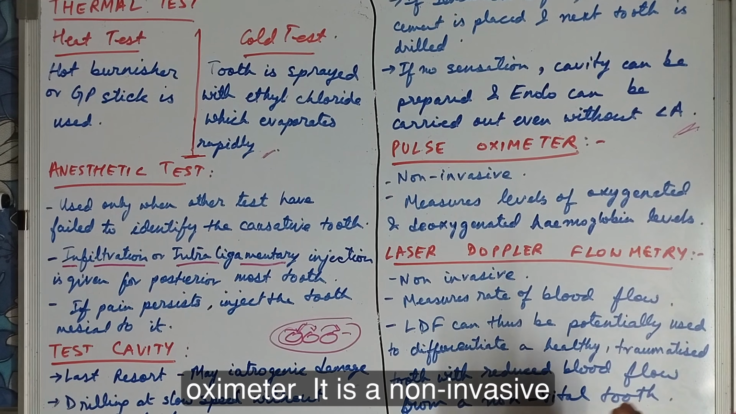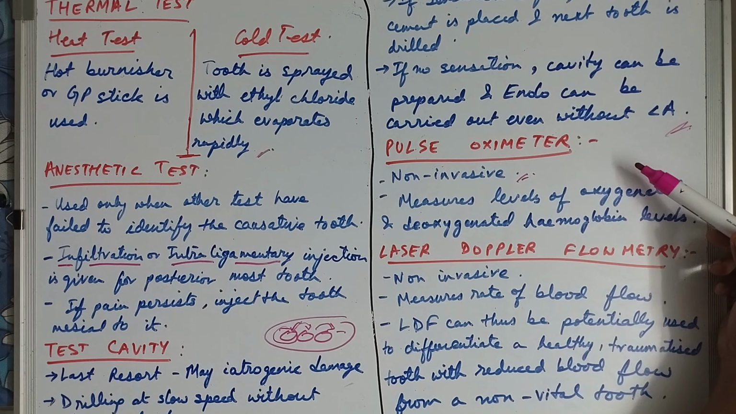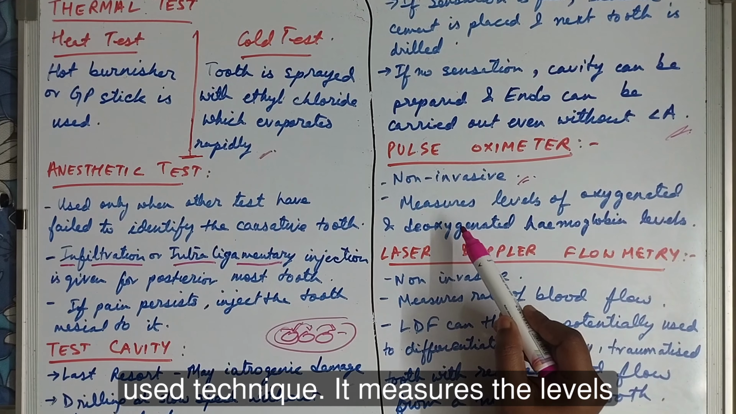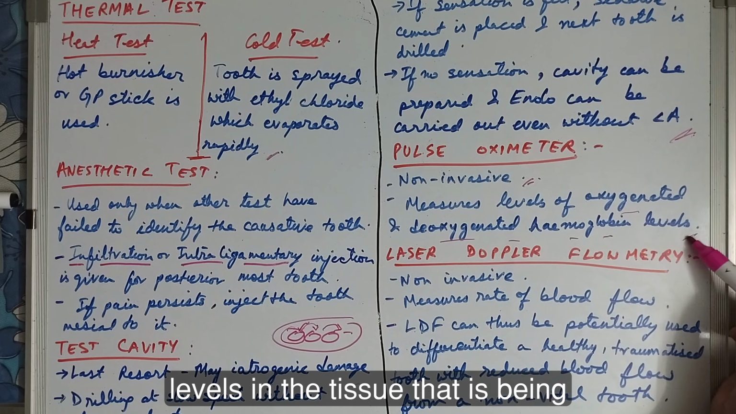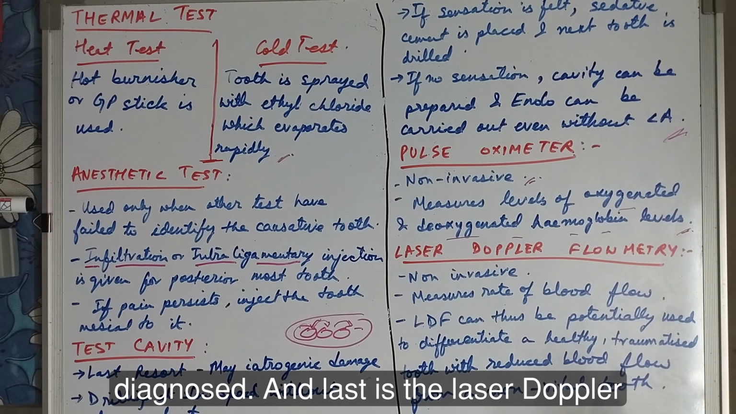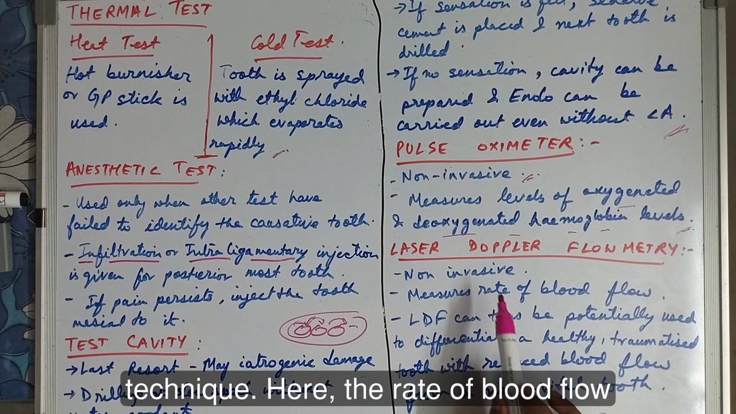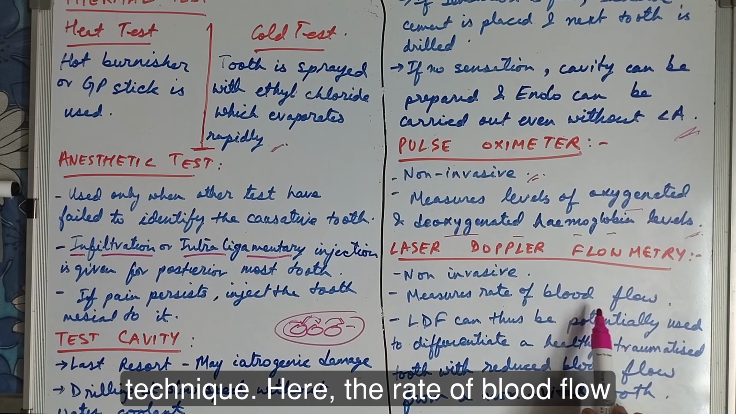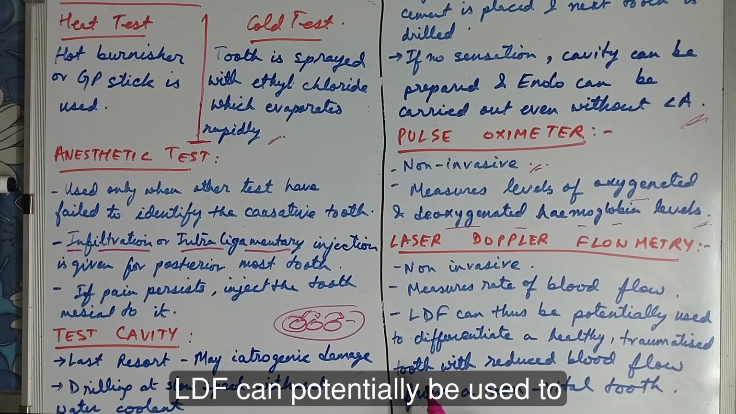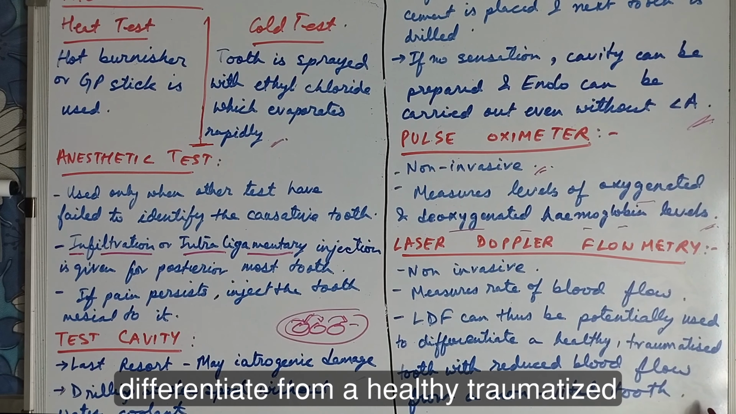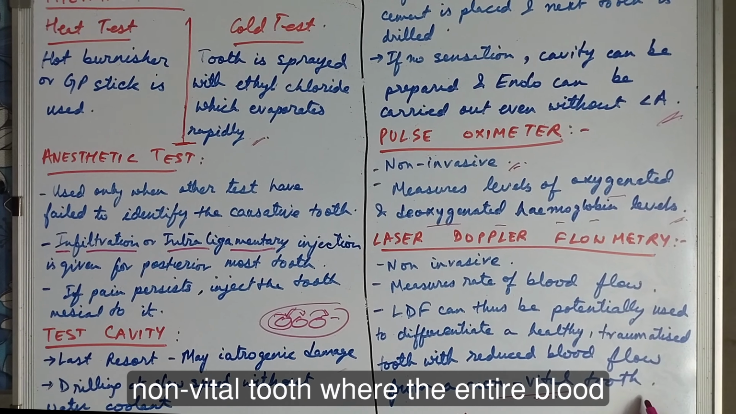Pulse oximeter. It is a non-invasive technique, still not very commercially used. It measures the levels of oxygenated and deoxygenated hemoglobin in the tissue that is being diagnosed. And last is laser Doppler flowmetry. This is also a non-invasive technique. Here, the rate of blood flow is measured. Thus, LDF can potentially be used to differentiate a healthy traumatized tooth with reduced blood flow from a non-vital tooth where the entire blood flow is absent.